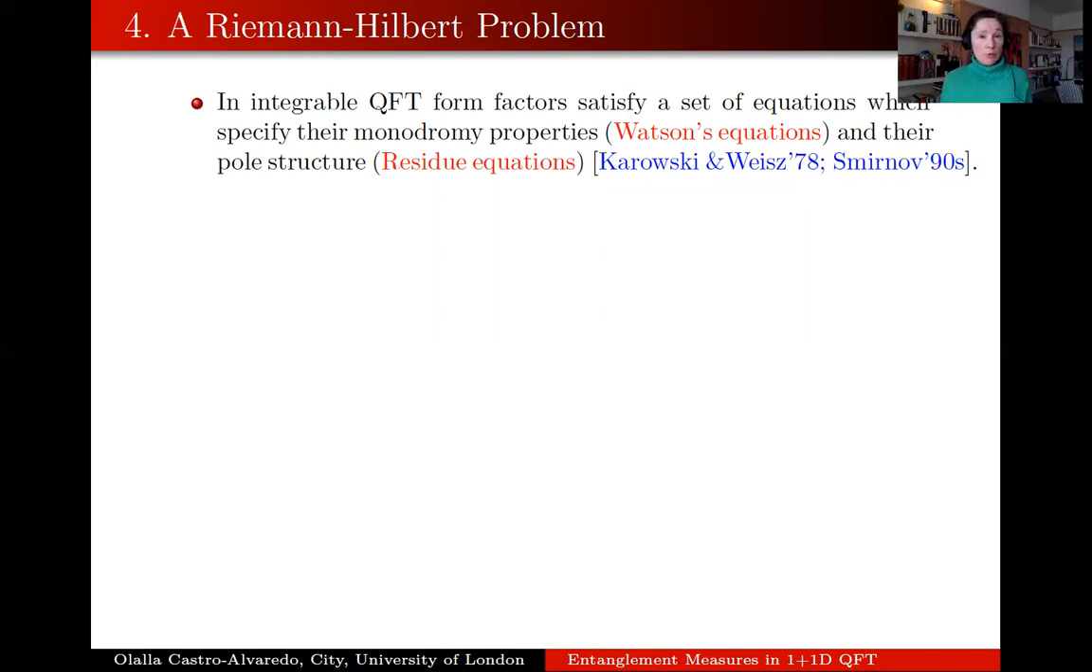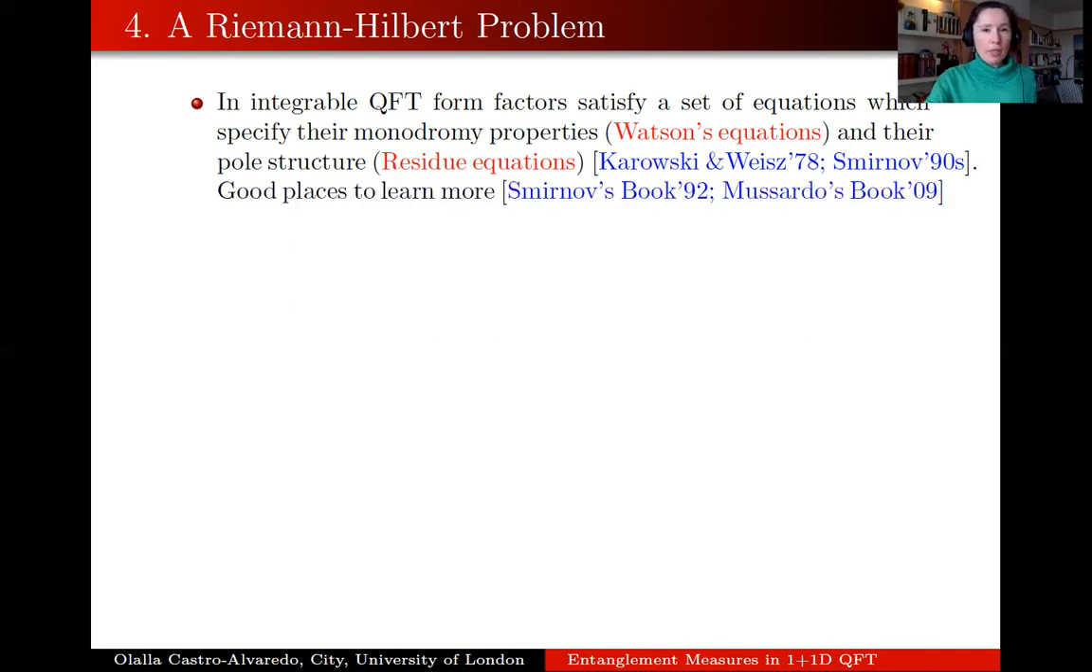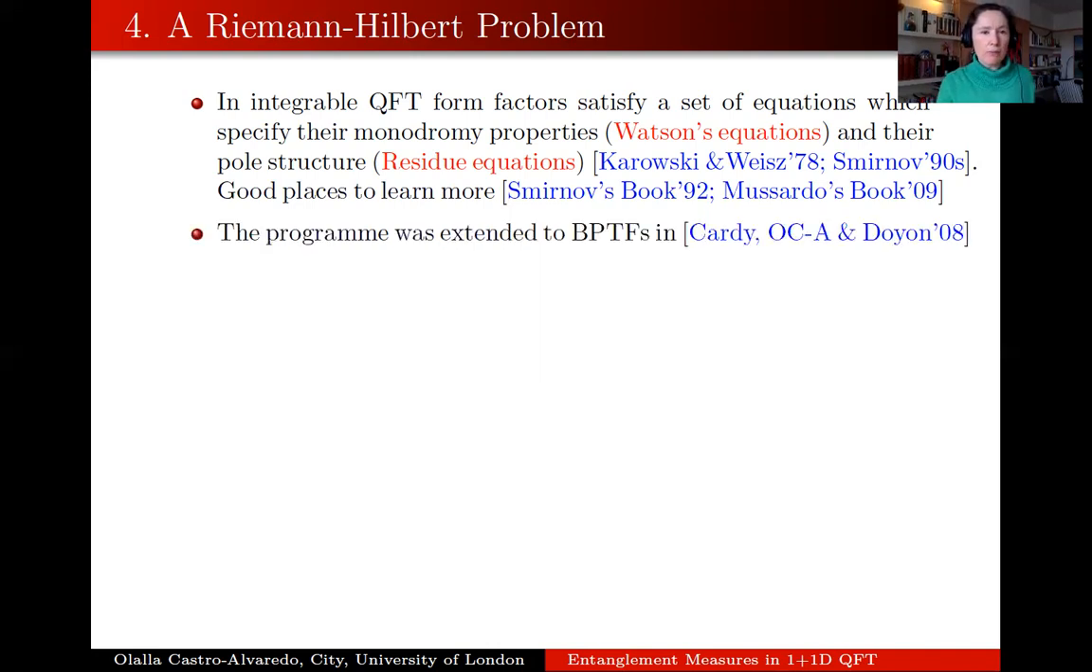And these equations are of two types. There are equations that tell you about monodromy, so that means periodicity properties of these form factors as functions of rapidity. And there are some equations called residue equations that tell you about the pole structure of these form factors. And if you combine them together, you can essentially solve for these form factors. So good places to learn more about this are the books of Smirnov and of Mussardo.